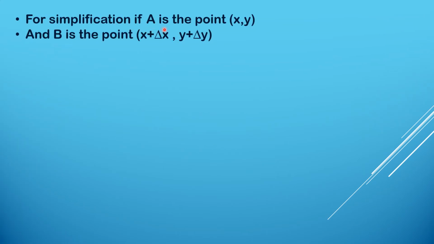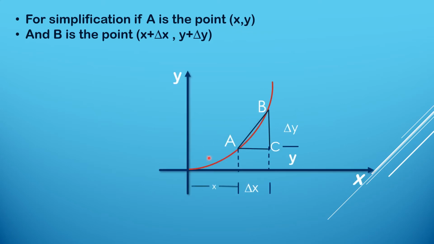For simplification, A is the point x, y, and B is the point x plus delta x. So if you measure the distance to B, the distance to B on the x-axis is x plus delta x, and the distance to B on the y-axis is y plus delta y.